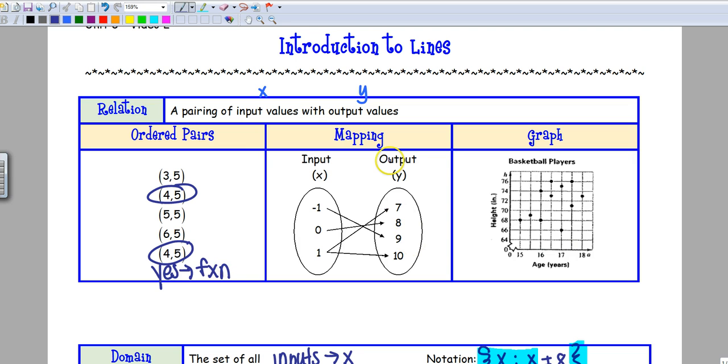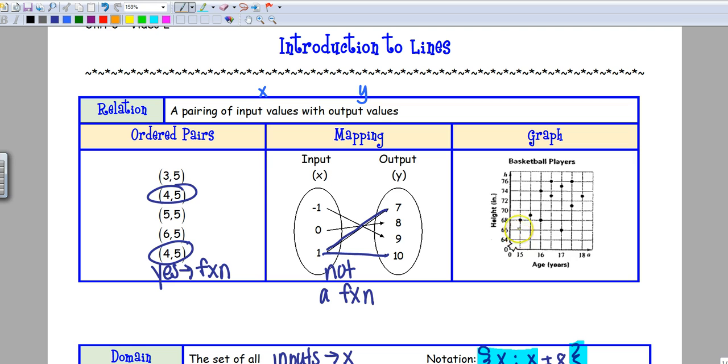Now when you look at the mapping, this is a little different. -1 is going to 9. 0 is going to 8. 1 is going to 7 and to 10. That is bad. This is not a function. Each input can only go to one output. Okay. Again, input are your x's, so each x can only have one y value.